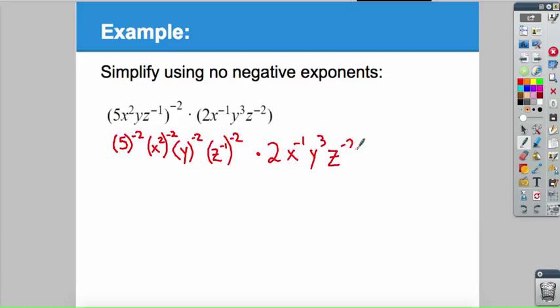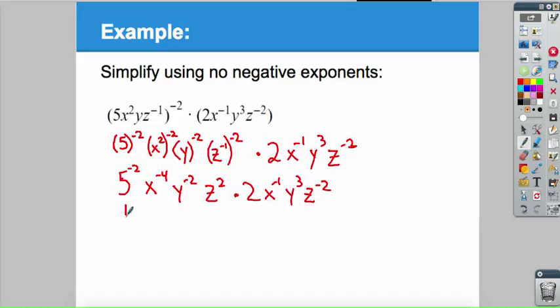Okay, at this point, I'm going to keep this as 5 to the negative second. I now have x to the negative fourth, y to the negative second, z squared, times 2x to the negative first, y to the third, z to the negative second. Okay, and before I worry about any of my negatives and flipping stuff around, I'm going to go ahead and combine as much as I can.